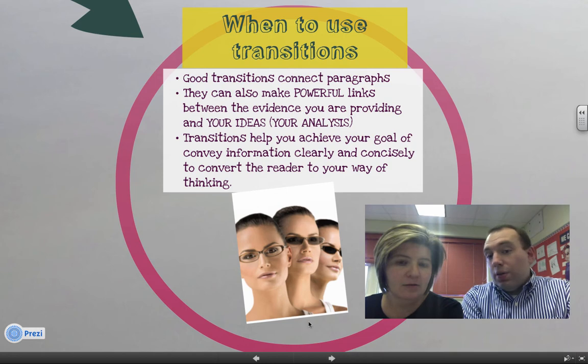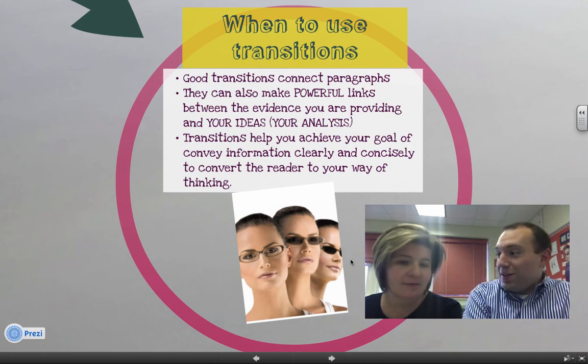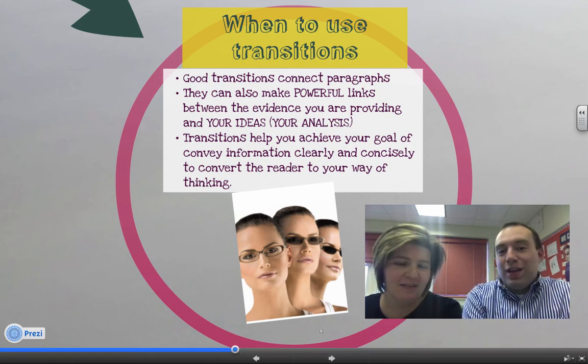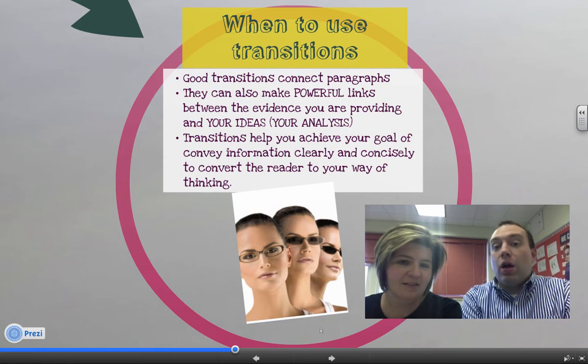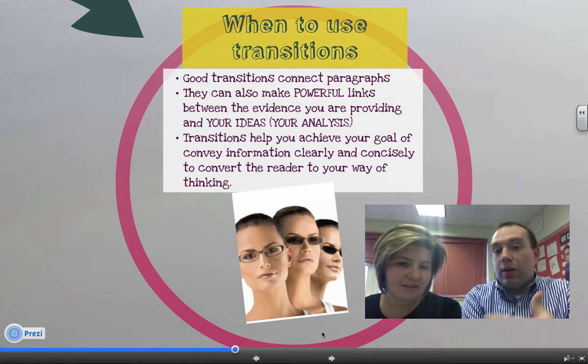So Mrs. VJ put this picture of transition lenses in. I imagine that's where you got it from. Yep. So using transitions will help you achieve your goal of being clear, concise, and really helping the reader understand what you're trying to say. Kind of like this person, as it gets brighter out, the lenses are transitioning.